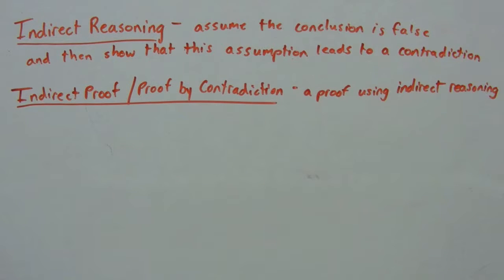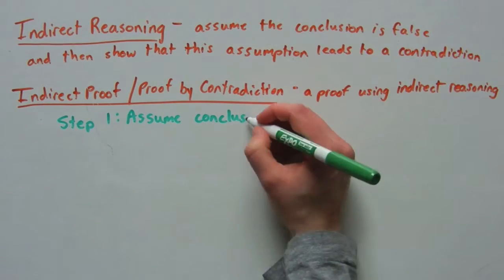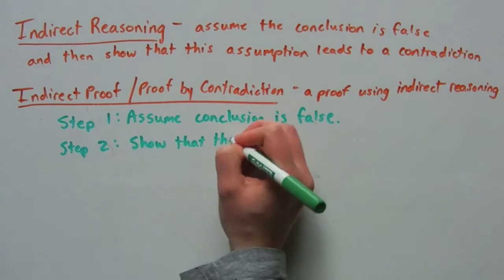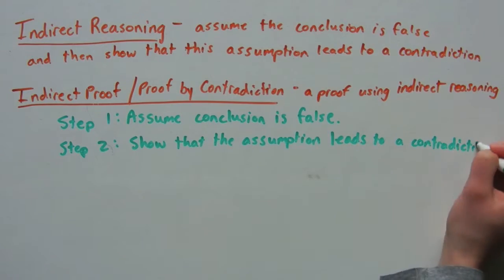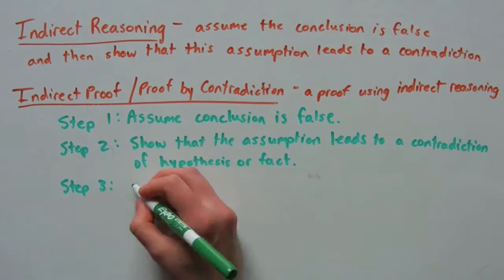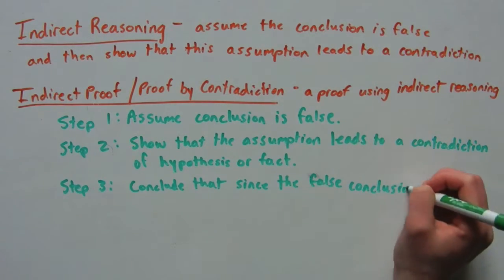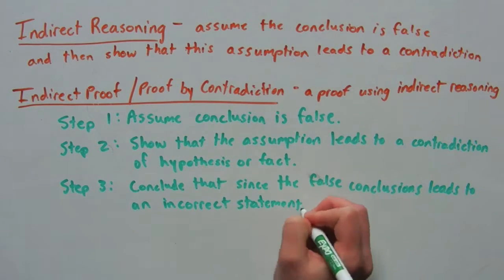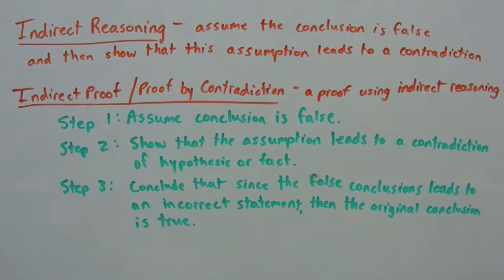An indirect proof, or proof by contradiction, is a proof using indirect reasoning. Let's go over the steps for an indirect proof. The first step is to assume that the conclusion is false.